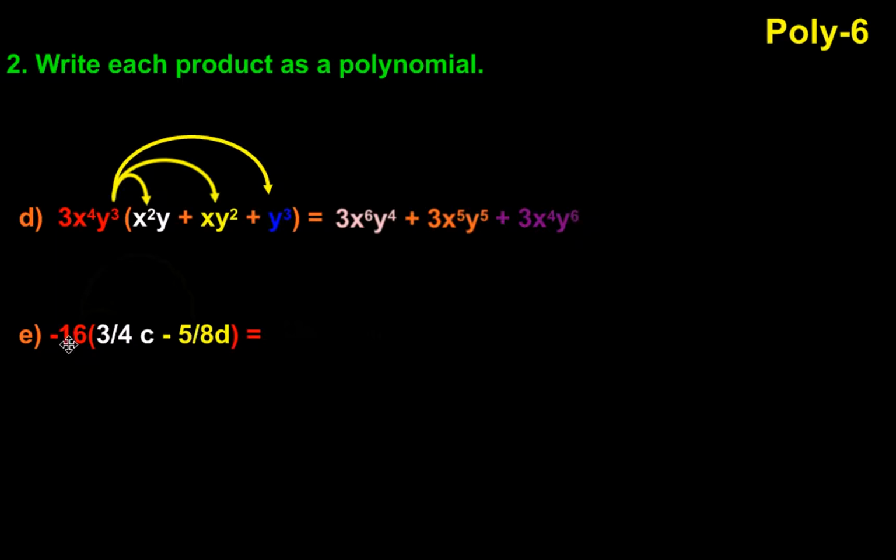Same procedure for E. We have a negative 16 that we are using the distributive property to apply to everything inside the parentheses. So if we multiply negative 16 by 3/4 c, one way you can think of this is if we divide 16 by 4 and multiply the answer by 3. So 16 divided by 4 is 4, times 3 gives us 12. It's a negative 16, so it's a negative 12. The c comes over. And then we're going to do the same thing to 5/8. Again, 8 goes into 16 2 times. Times 5 is going to give us 10, and it's 2 negatives, so that makes a positive, and the d just carries over.